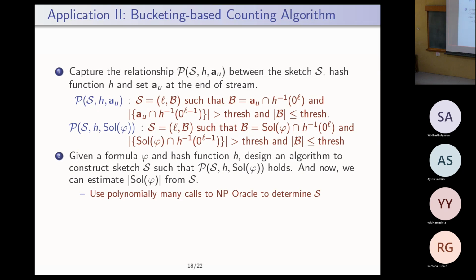What is thresh again? Thresh is a threshold that you set. It depends on the epsilon and the delta that you're using for the approximation.